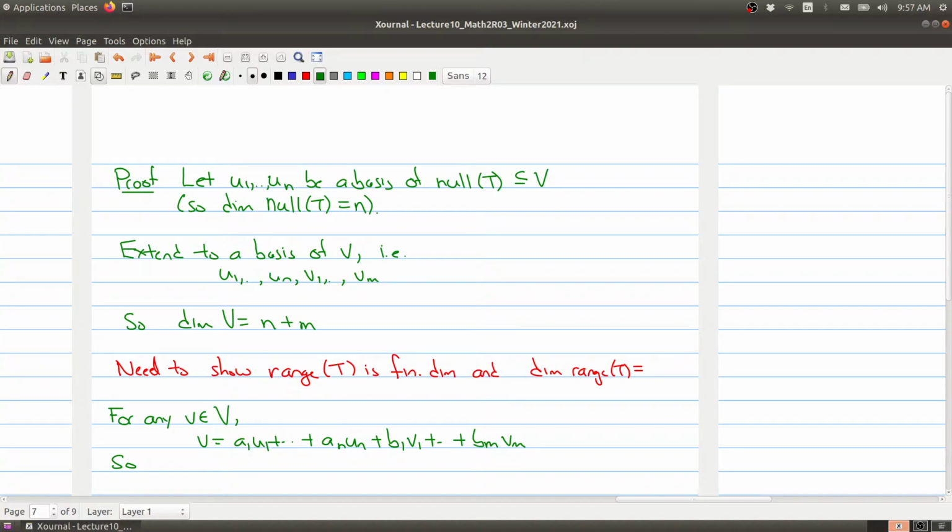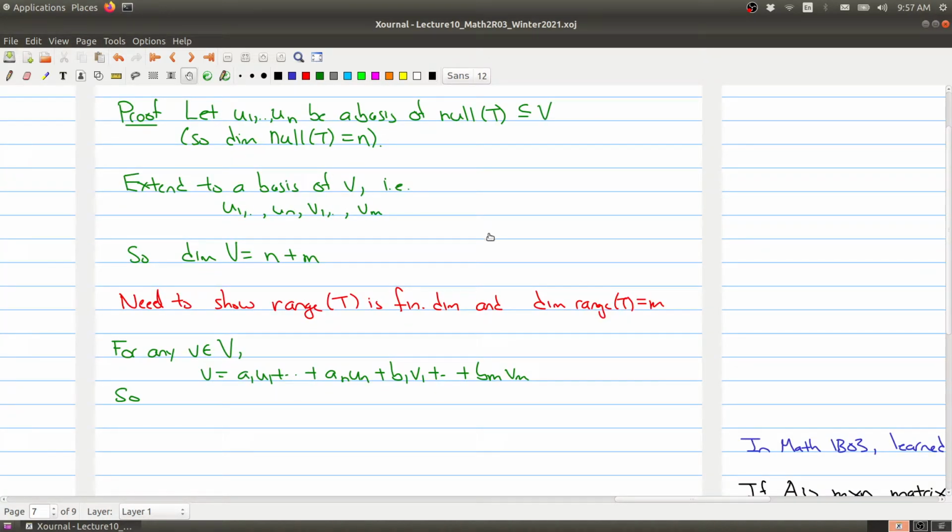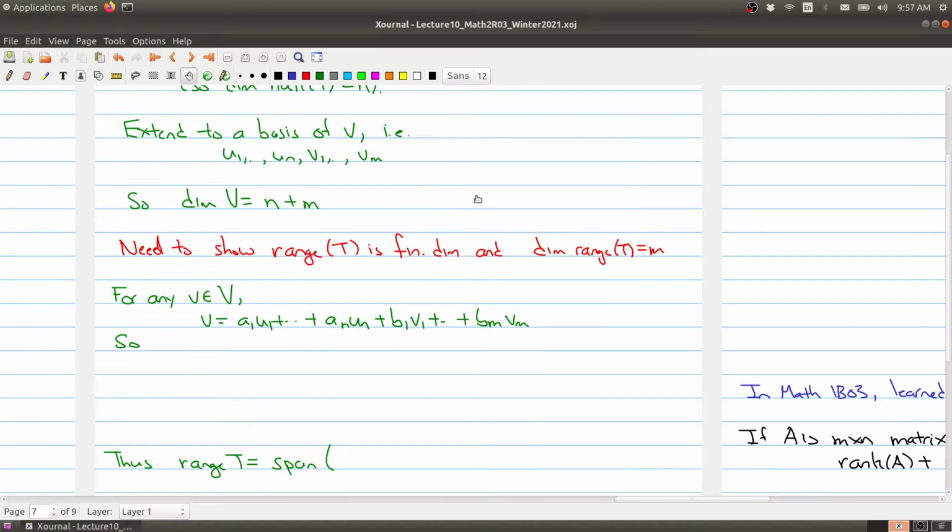There are two things that we need to do to finish off the proof. The first is to show that the range of T is finite dimensional. The second is to show that the dimension of the range is m. So this part here would be equal to the dimension of the range. We know n is the dimension of the null space, and we've already connected it to the dimension of V. So those are the two things we need to do. Let's first show that the range of T is finite dimensional.